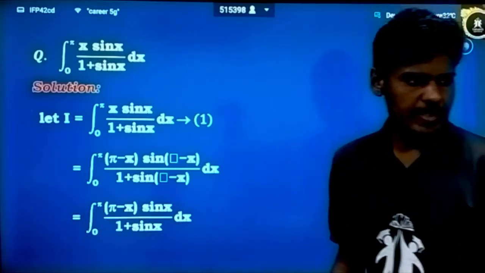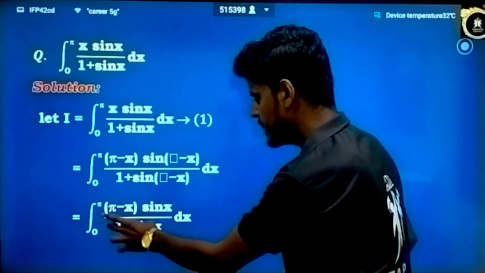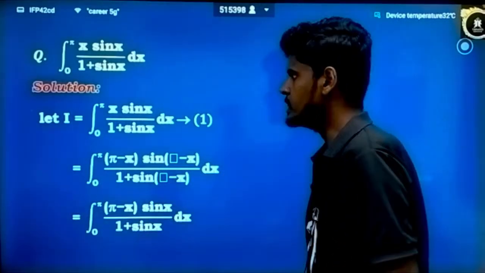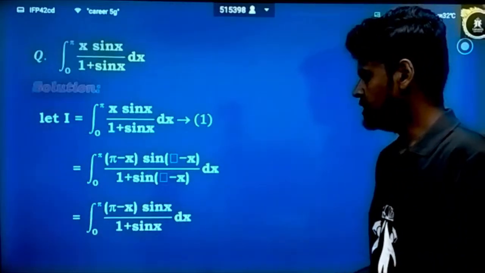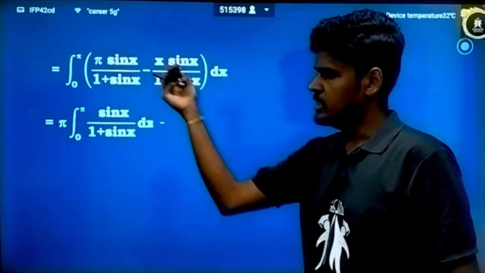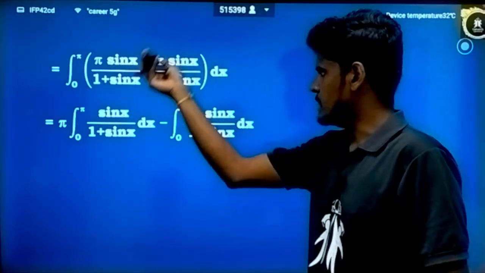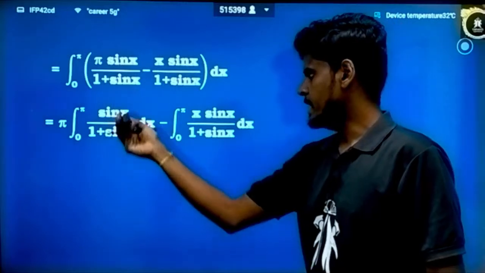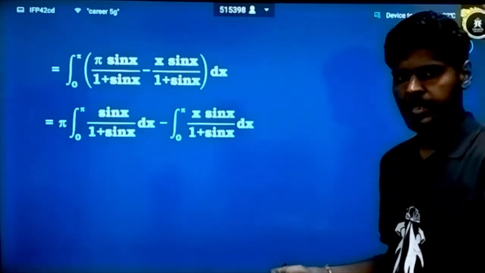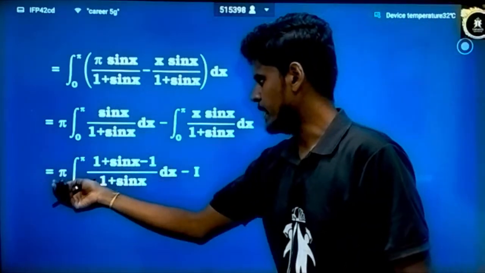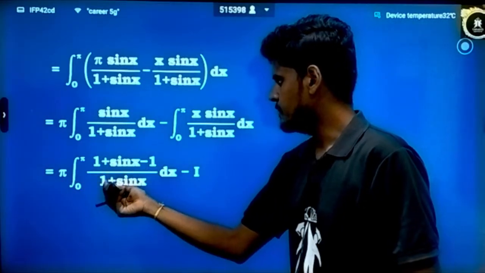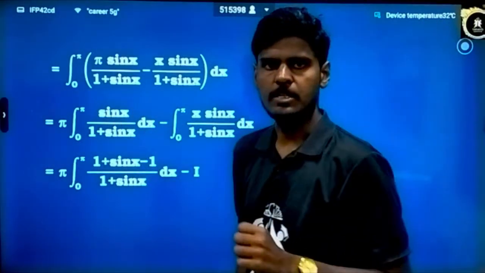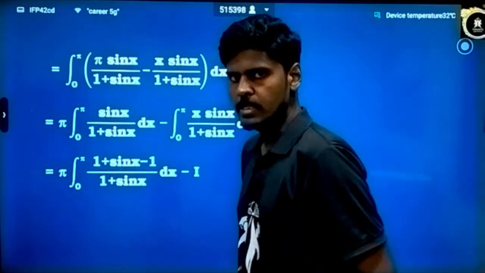Now when we split this into two separate integrals, one part is pi sin x divided by 1 plus sin x, and another part is x sin x by 1 plus sin x. That is the question itself. So that means we can split this into two separate integrals, and this part is nothing but the question itself. So 2I will be equal to pi times integral of sin x divided by 1 plus sin x dx. Now what we need to do is try to manipulate this expression so we get the answer.